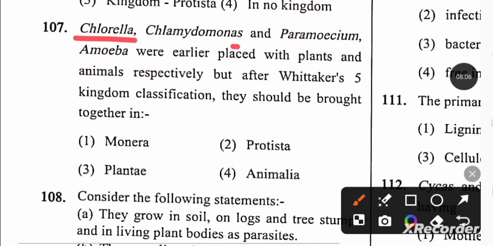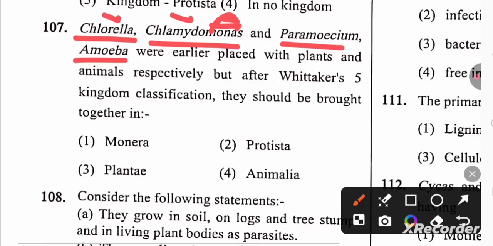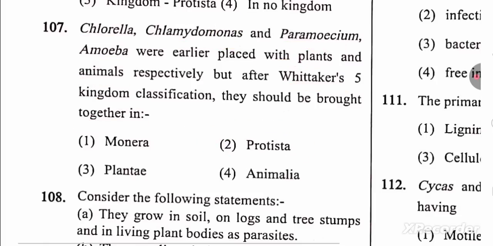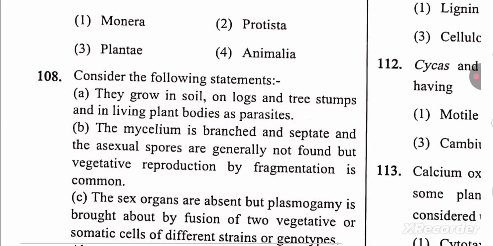Chlorella, Chlamydomonas. Earlier they were in algae. Chlorella and Chlamydomonas, they were included in algae. And Paramecium and amoeba were earlier placed with plants and animals respectively. But after Whittaker's 5 kingdom classification, they should be brought together into kingdom Protista. Chlorella, Chlamydomonas, Paramecium and amoeba, all of them are placed in kingdom Protista. Let us move to the next question.